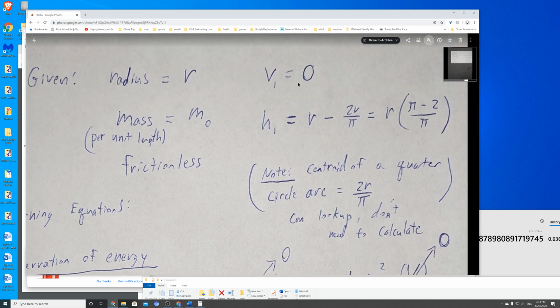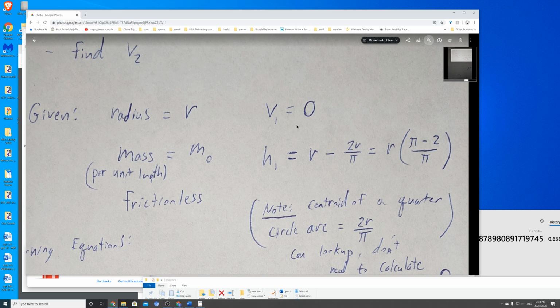All right. Then the initial potential energy associated with the, oh, sorry, not the potential. This is the velocity, the initial velocity. The initial velocity associated with the chain in the initial position is equal to 0. Okay.